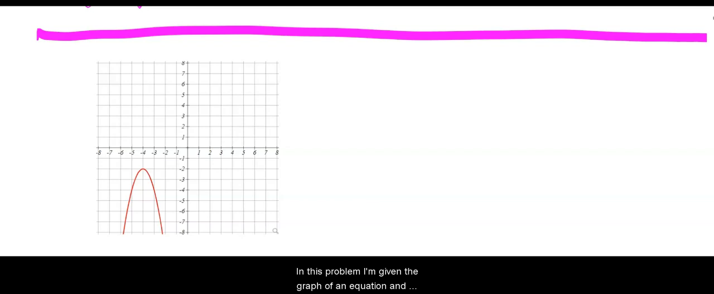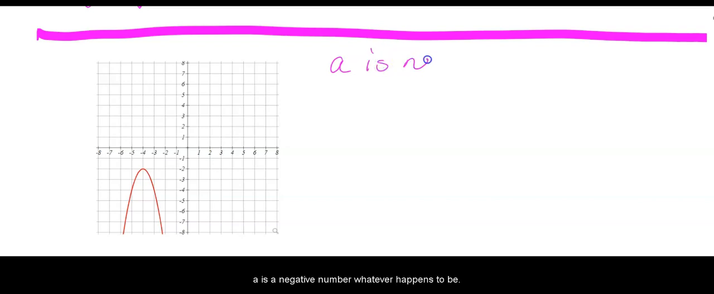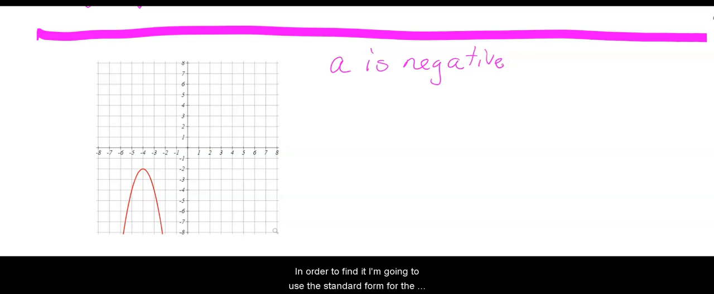In this problem, I'm given the graph of an equation and asked to find what the equation is. For this one, I can tell immediately that the a value must be negative because it is definitely opening down. So a is a negative number, whatever it happens to be. In order to find it, I'm going to use the standard form for the quadratic equation. So the standard form is going to be the following. The standard equation is a times the quantity x minus h quantity squared plus k.